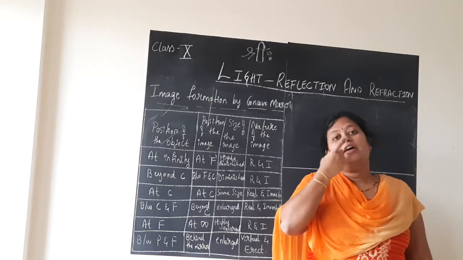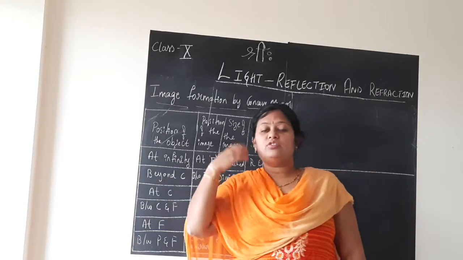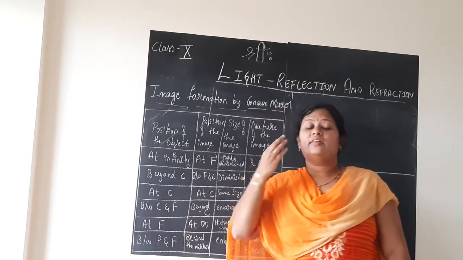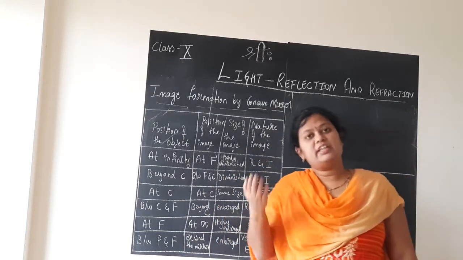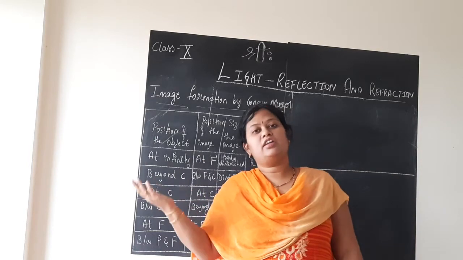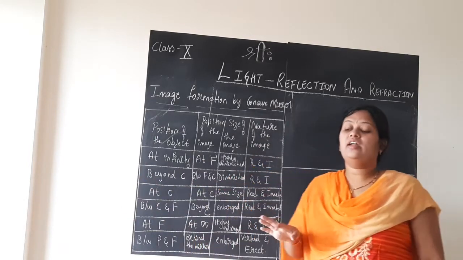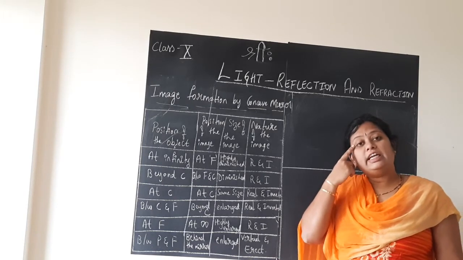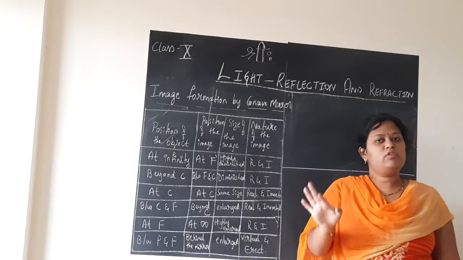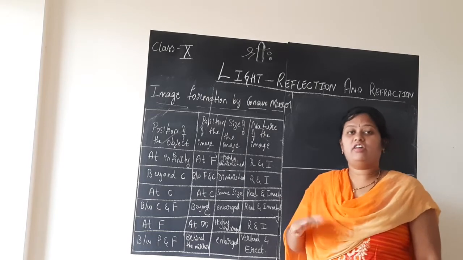The eyeball, retina, sclera, so many things you will learn about the different parts of the eye. If not, you will be studying it in the next chapter, Human Eye and Colorful World. It is a beautiful lesson again. So the image will be formed on the retina of your eyes. If you don't know, please learn or understand it.